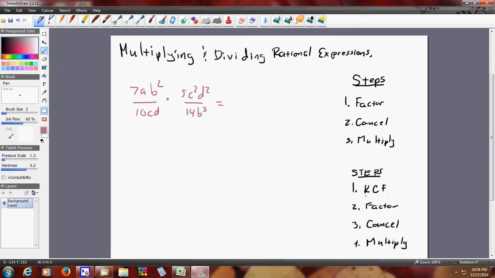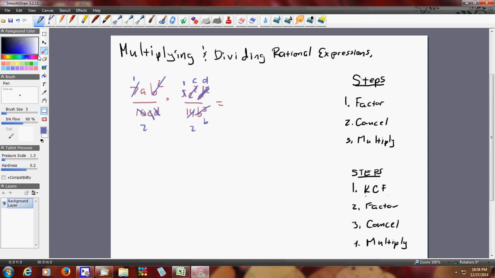So I'm going to cancel, and I'm going to change this to blue. I know that 7 goes into 14. Well, 7 goes into 7 once, and 7 goes into 14 twice. 5 goes into 5 once, and 5 goes into 10 twice. I have a c, I have a c squared, so that just becomes c. I have a d and a d squared, so that just becomes a d. I have a b squared and a b cubed, so that just becomes b.